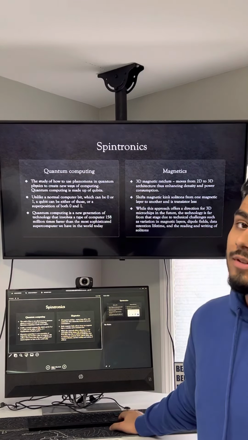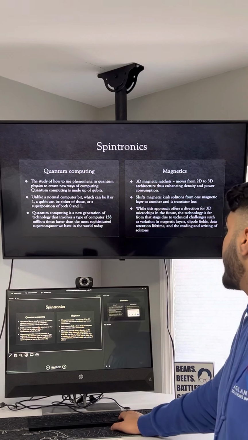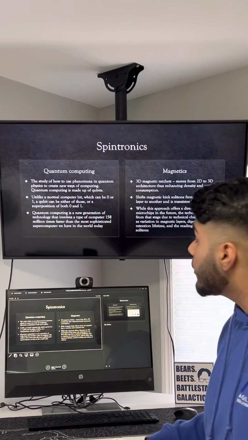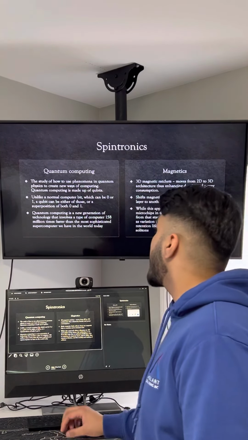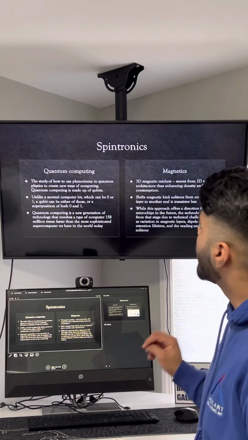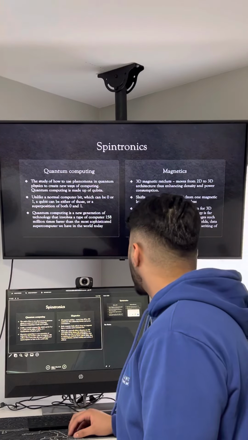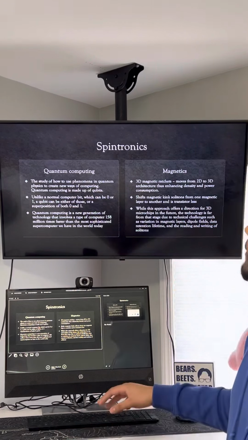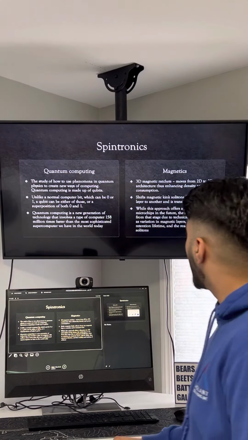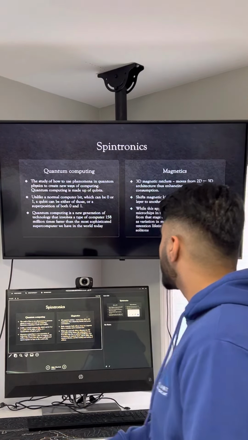The next two topics for spintronics are quantum computing and magnetics. So we're going to start with quantum computing. Quantum computing is a study of how to use phenomena in quantum physics to create new ways of computing. Quantum computing is made up of qubits. There's another topic about qubits, so we'll definitely get into that.